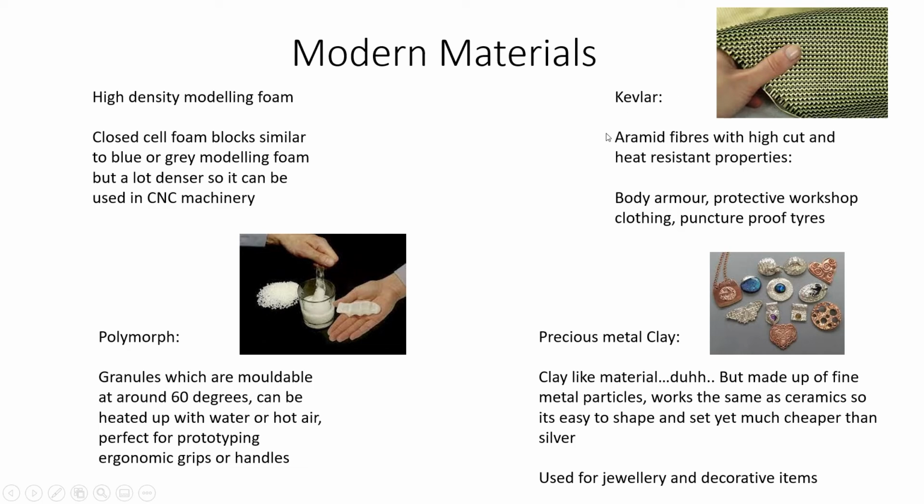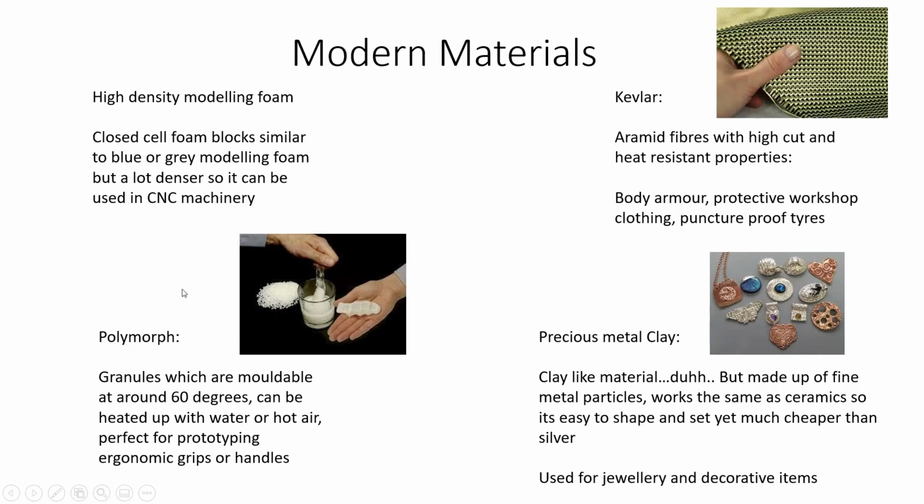It's actually made of what is called aramid fibers, which has very, very high cut and heat resistance. Obviously, most people know Kevlar from body armor. Yes, it's used for that as well, but it's also protective clothing. So chefs can have it as gloves so they don't cut their fingers off. Same with gardening. You can get punch-proof tires. It can be protective clothing for biking, like motorbikes and those sorts of things.